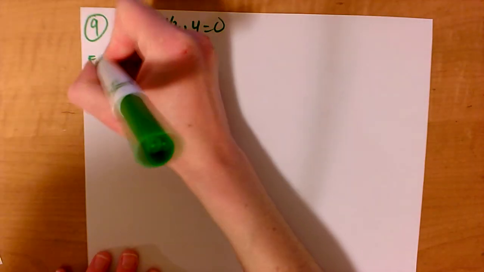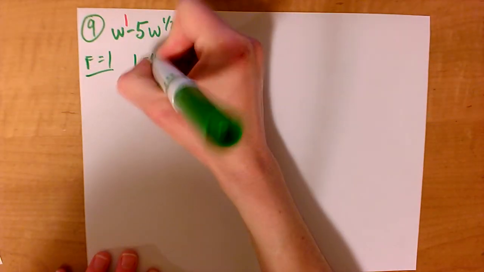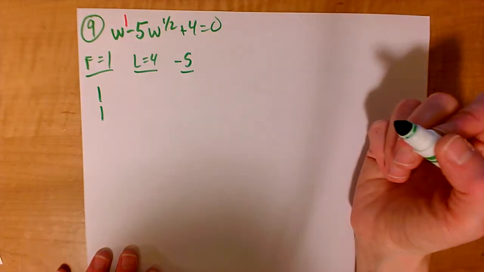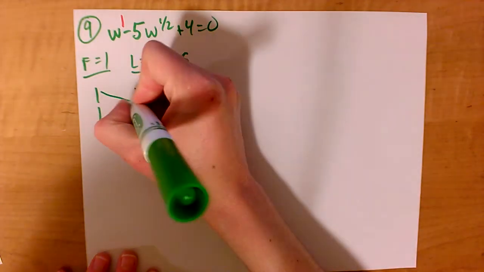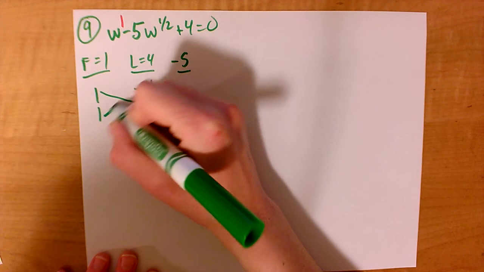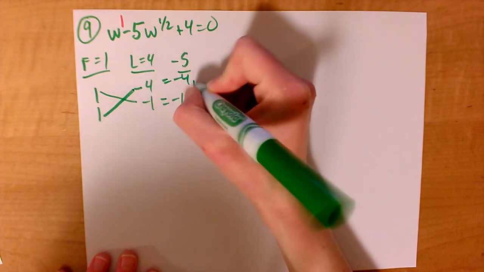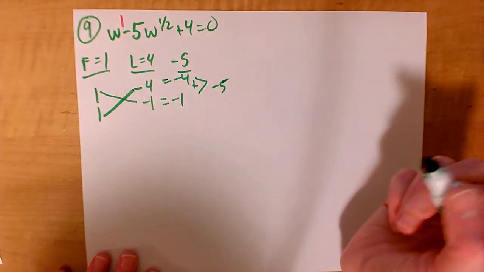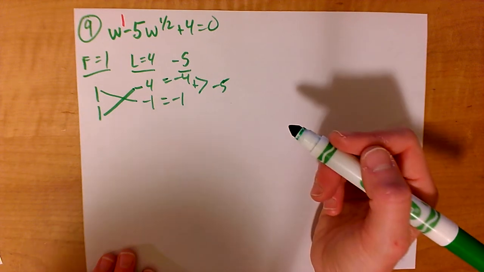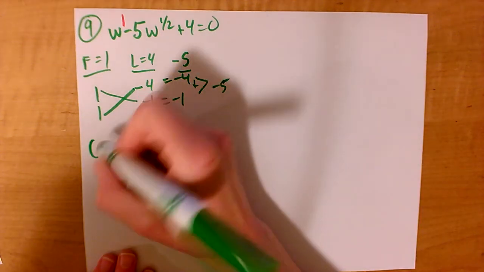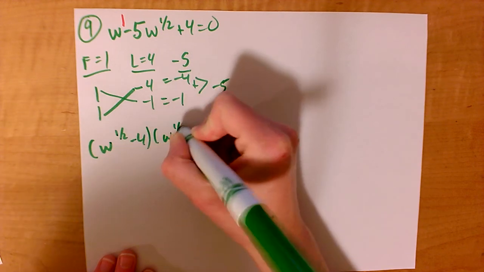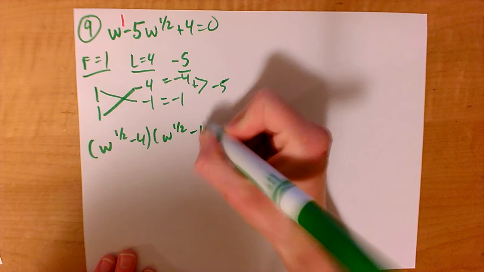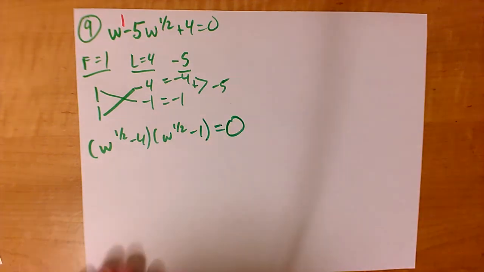So factoring with first and last, first is 1, last is 4, and then in the middle is negative 5. So factors of 1 are 1 and 1. Factors of 4 are going to be negative 4 and negative 1. If we cross multiply, 1 times negative 1 is negative 1, and then 1 times negative 4 is negative 4. And we add that up, and we'll get negative 5. So then putting things in parentheses, we can have w to the 1/2 minus 4 times w to the 1/2 minus 1. And that whole thing equals 0.